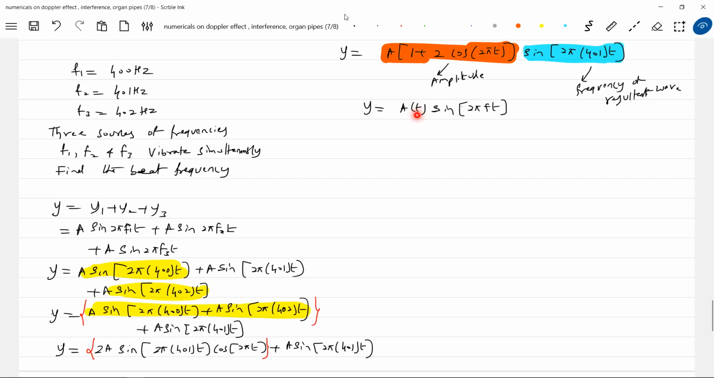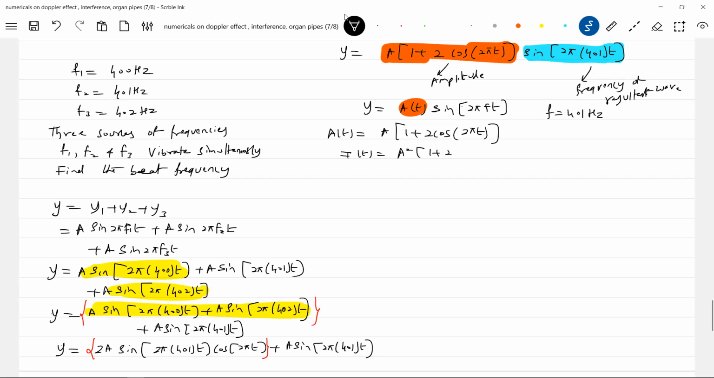The amplitude will be a function of time. So in place of f, what do we have? 401. Is it okay? No. So A of t, what shall I write? That A of t is what? That's a red color. I'm writing it. Once we are here, the rest is all mathematics. A of t is equal to A into 1 plus 2 cos 2 pi t. If the amplitude varies as a function of time, what will be the intensity? Intensity will be the square of amplitude. I'll square this term: A square, 1 plus 2 cos.